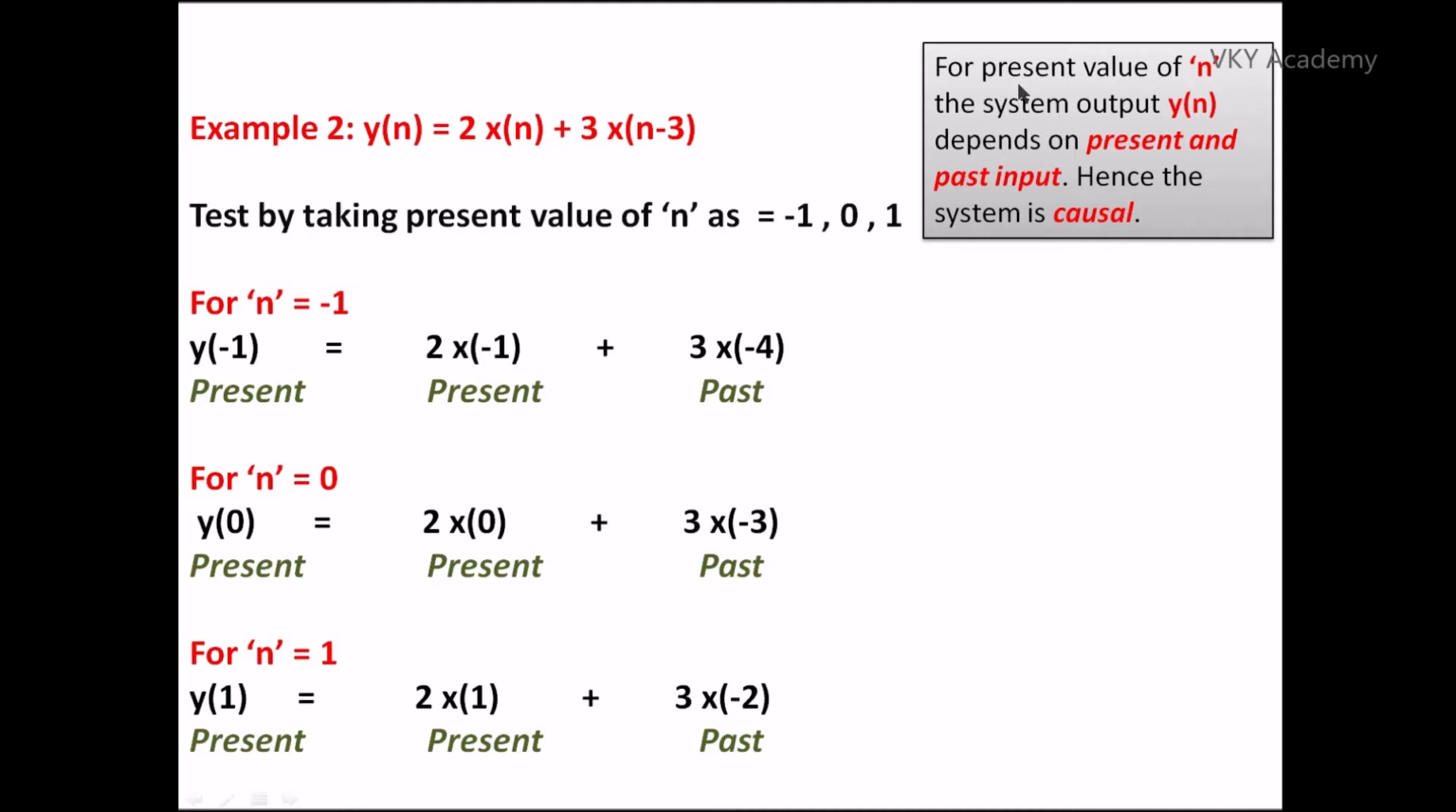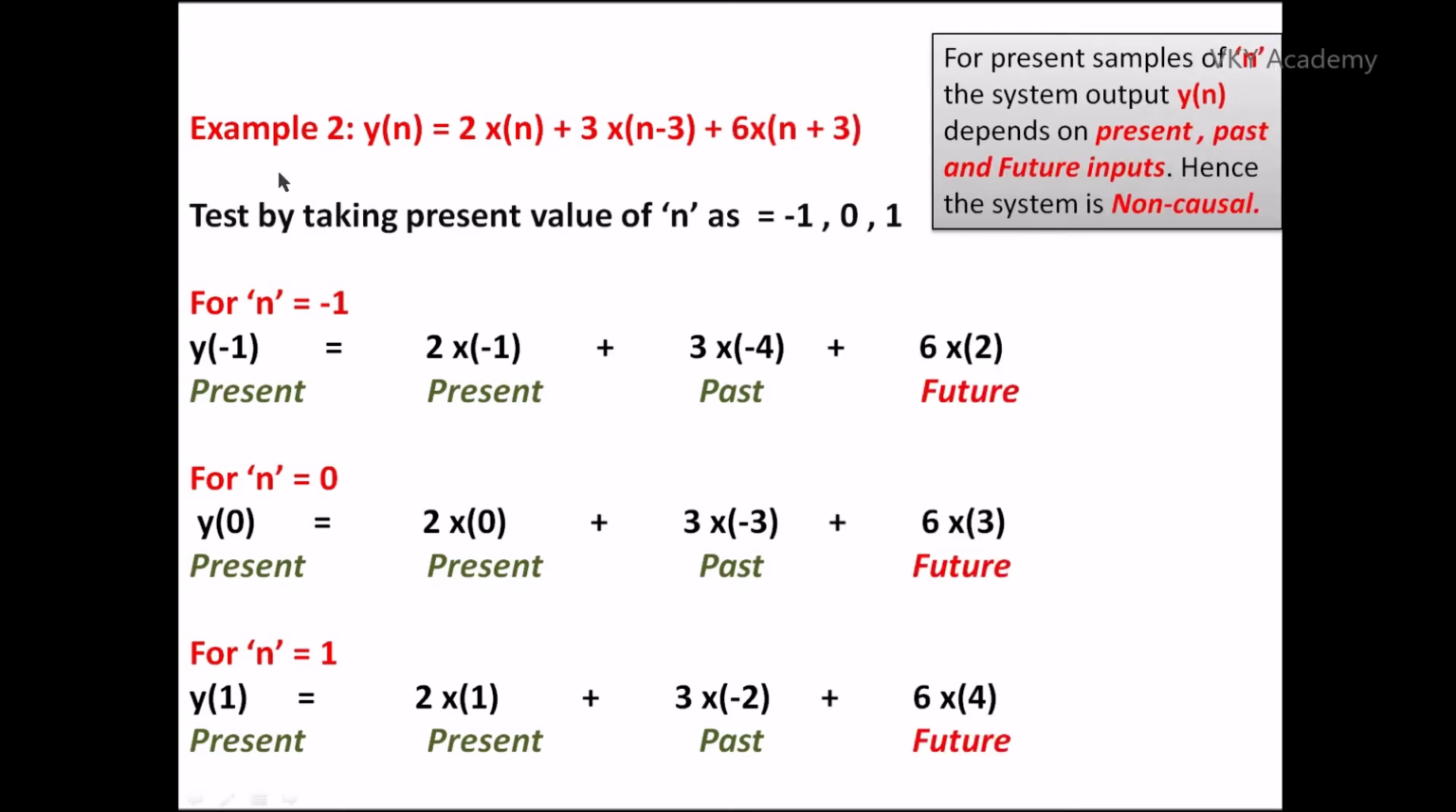So I can write here, for present value of n, the system output y of n depends on present and past inputs. Hence the system is causal. So this is the way you can check for the causality of a given discrete time system. Let us take one more example.